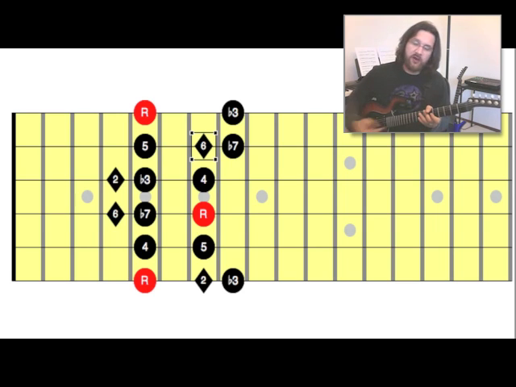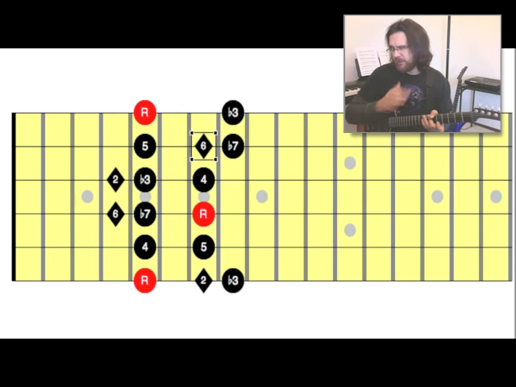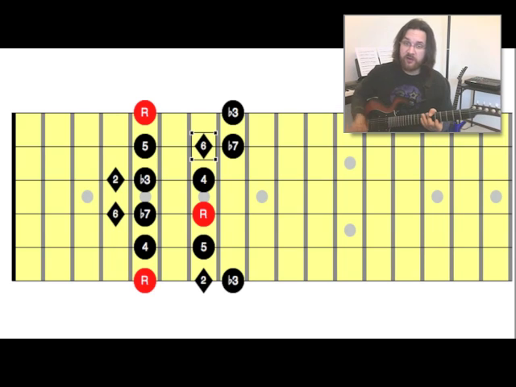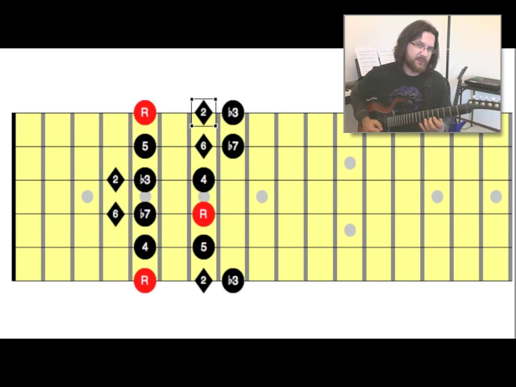And we're going to continue on the first string to finish that position by adding the root again. That's 2 octaves higher than what we started with. 1st string, 5th fret. Major 2nd, 1st string, 7th fret. Minor 3rd, 1st string, 8th fret.